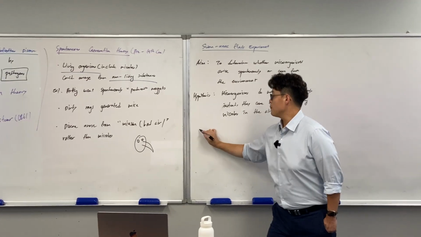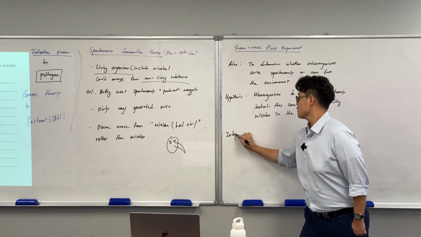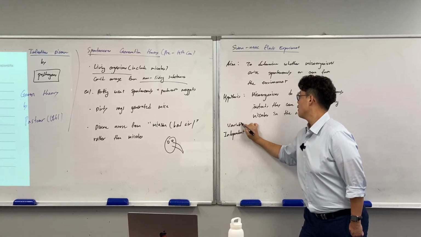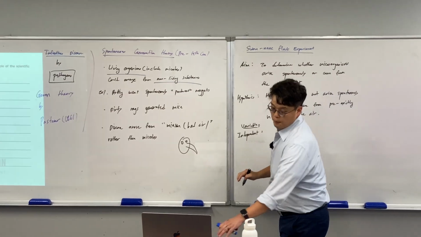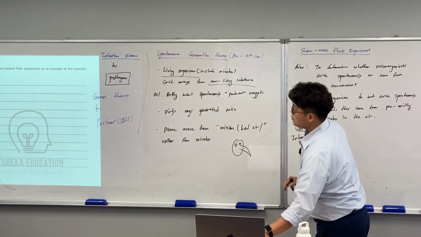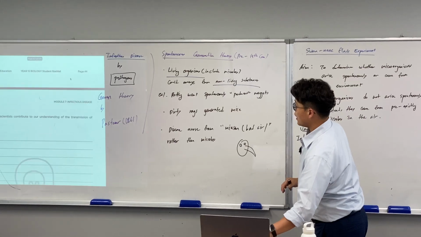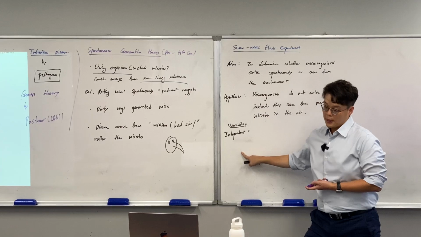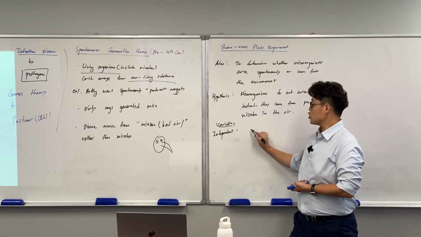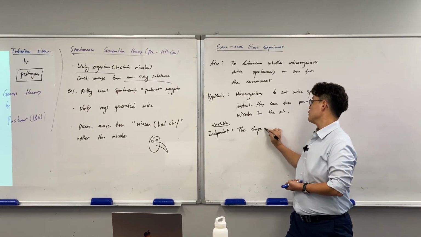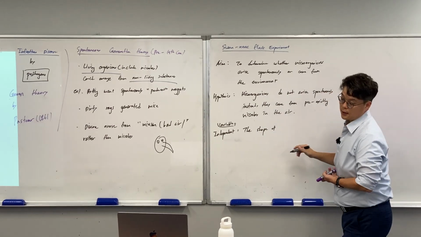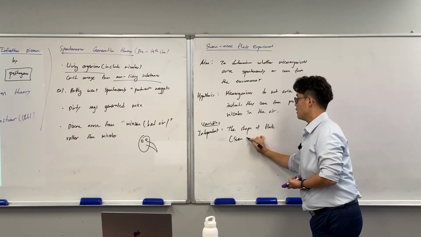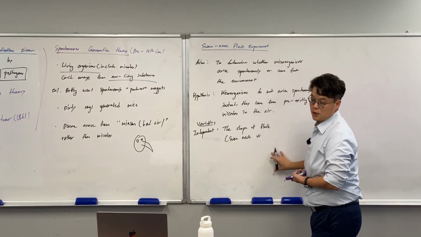So for this, he set up independent, dependent and control variables. You can refer back to the diagram on page 43. This is the swan neck experiment by Pasteur. The independent variable is the shape of the flask: the swan neck versus the open flask.